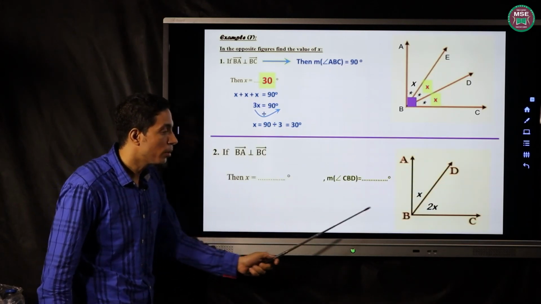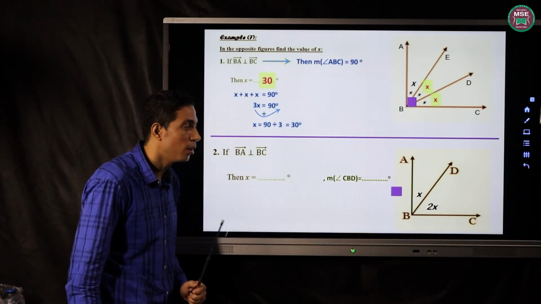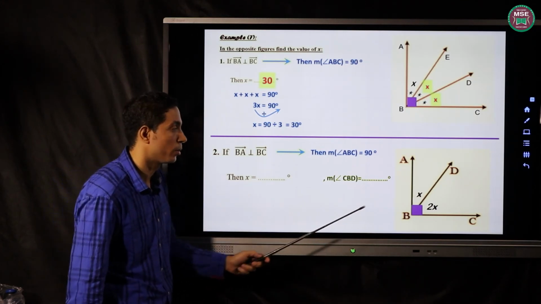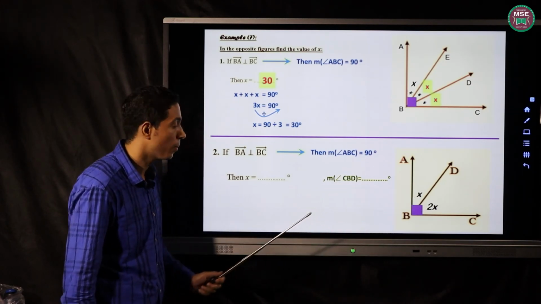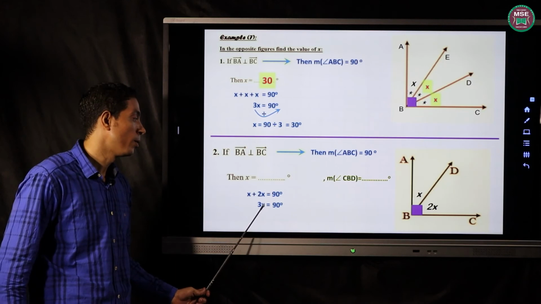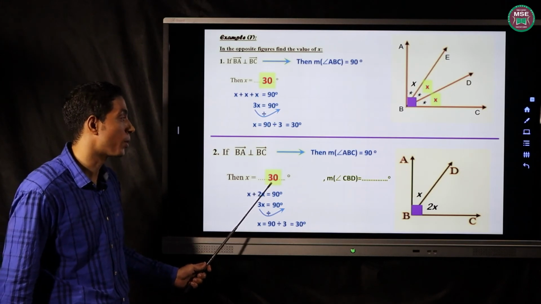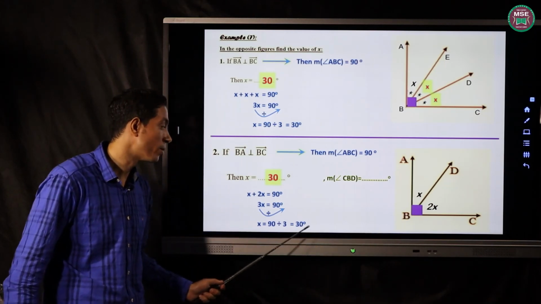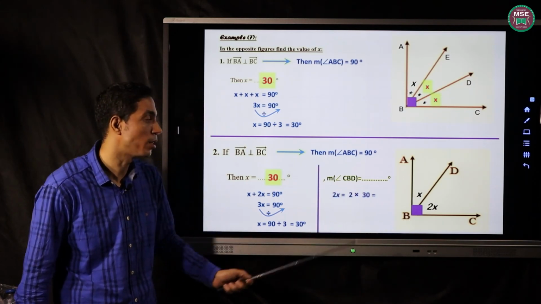Number 2, BA is perpendicular to BC, so the measure of angle ABC must equal 90 degrees. He wants to find the measure of angle X. To find it, X plus 2X must equal 90 degrees. X plus 2X equals 3X, and 3X equals 90. Then X equals 90 divided by 3, which equals 30 degrees. Then the measure of angle CBD equals 2X, and we found X equals 30, so 2 multiplied by 30 equals 60 degrees.